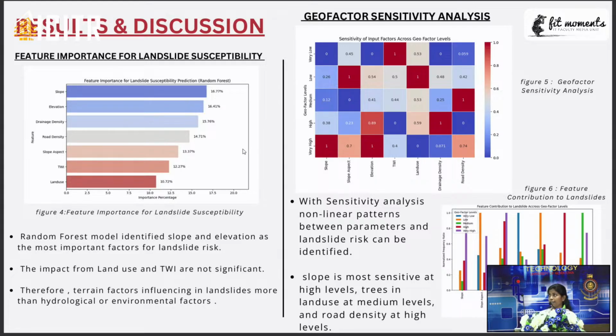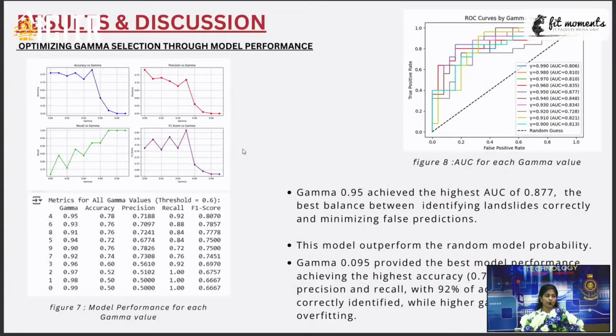There, I identified one of the crucial results: terrain factors influence landslides more than hydrological and environmental factors. Other than that, I did sensitivity analysis to identify that when the slope is steeper, the probability of landslides gets higher. So slope is more sensitive at higher levels, and for land use, where there are more trees, there is a higher probability of landslides happening.